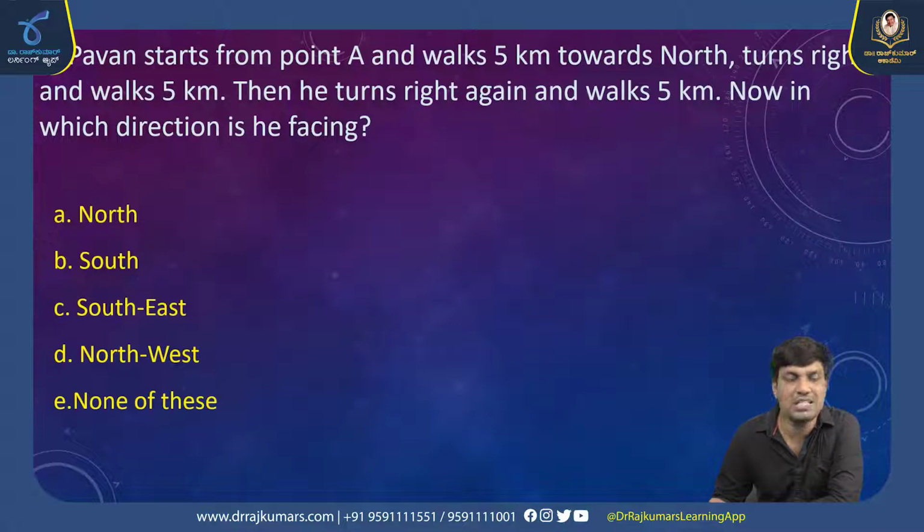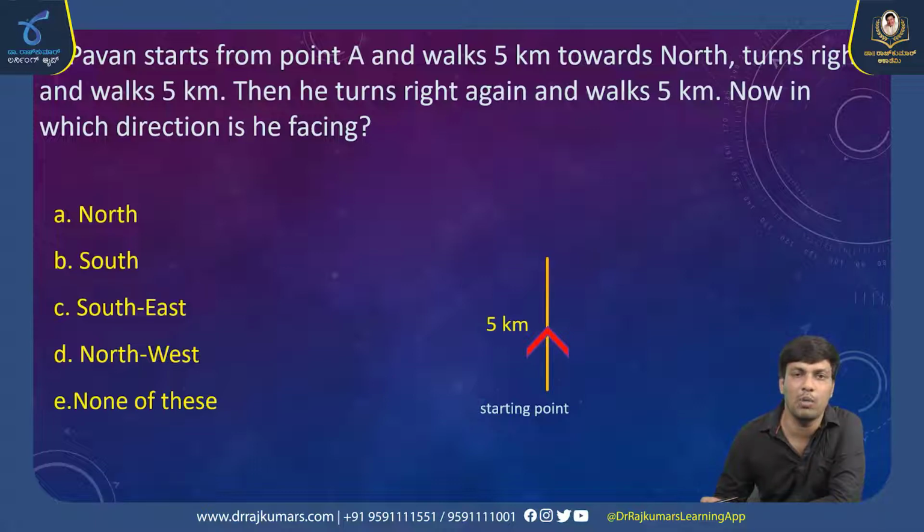At first, Pawan starts his journey from point A. Point A will be the starting point. From point A, he traveled 5 kilometers towards north. Now he is in north direction. By turning right in north direction, he traveled 5 kilometers. Then turning to his right, again he walks 5 kilometers. Now he is in west direction. In west direction, turning right means he need to move in bottom direction. By moving bottom, he traveled 5 kilometers.